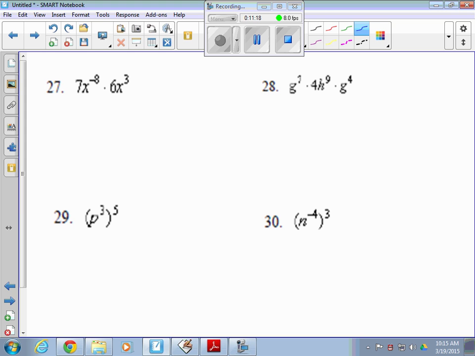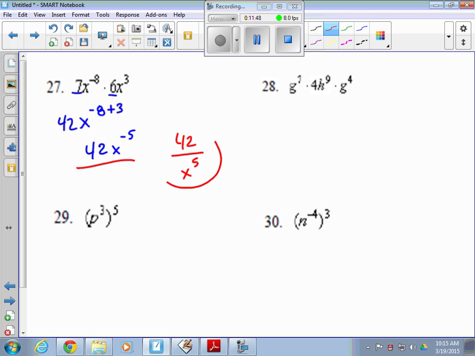7x to the negative 8th times 6x to the 3rd. 7 times 6 is 42. x to the negative 8 times x to the 3rd is x to the negative 8 plus 3. 42 x to the negative 5th. 42 is not being raised to a negative exponent. Only x is, x to the negative 5th. That rides the elevator. 42 stays on top. x to the 5th goes to the bottom and becomes positive.